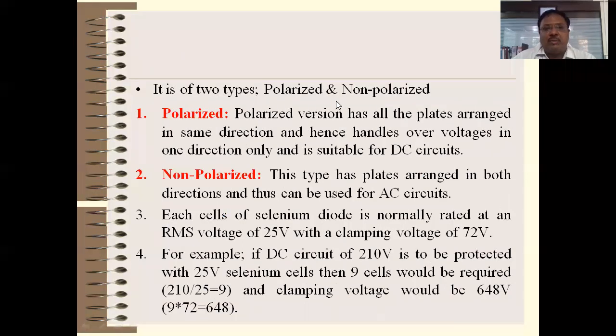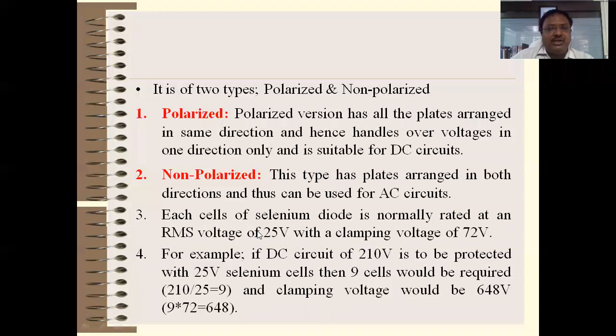It has two types. One is called polarized, another is called non-polarized. The polarized version has all the plates arranged in the same direction. It is again very similar to the construction of a varistor. There are a number of plates which are connected so that this device is manufactured. The polarized version has all the plates arranged in the same direction and hence handles over voltage in one direction only, so it is suitable only for DC circuits. Okay. And the non-polarized type has plates arranged in both directions so that it can be used for AC circuits.